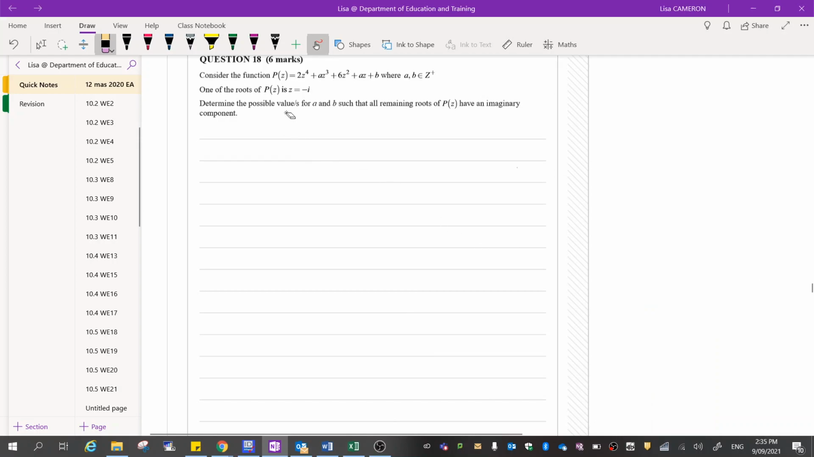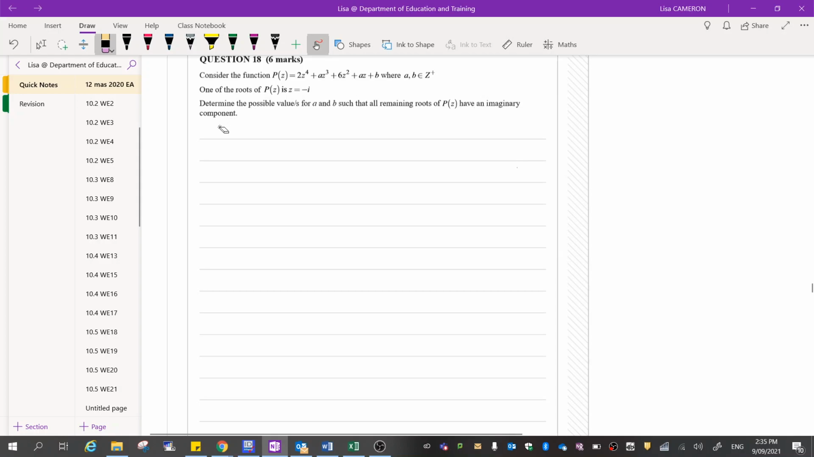We're going to start with question 18 right here. We consider the function p(z) = 2z^4 + az^3 + 6z^2 + az + b, where a and b are real. And this just means that the values for a and b will be integers. One of the roots of p(z) is z = -i. Determine the possible values for a and b such that all remaining roots of p(z) have an imaginary component.